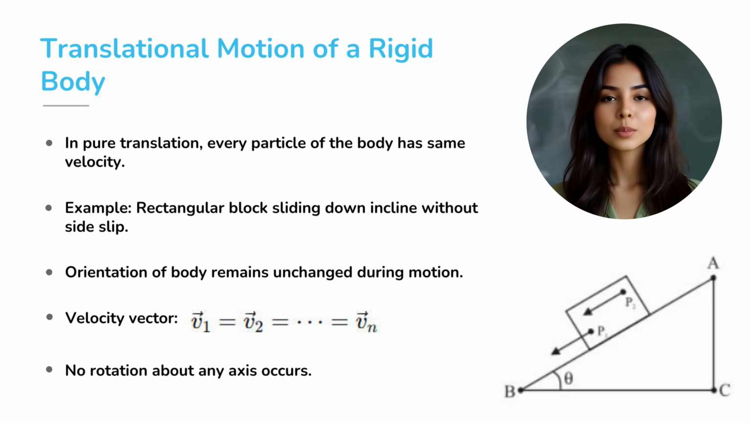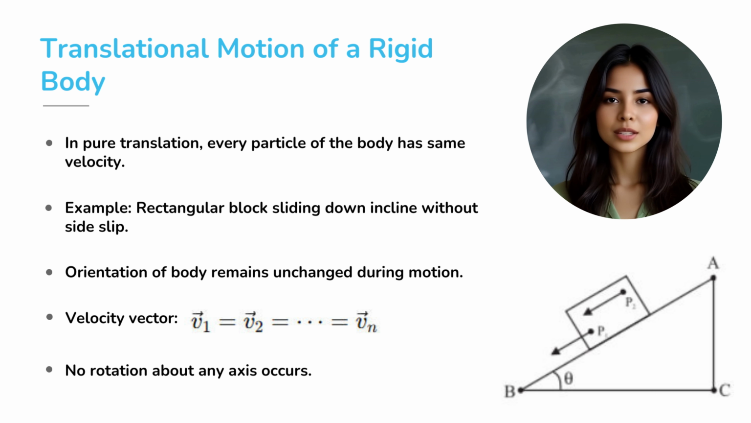Picture a rectangular block sliding smoothly down an inclined plane. What's special here? Every single particle of that block has the same velocity at any instant. This is called pure translational motion. The orientation of the block doesn't change, it glides without twisting or turning.